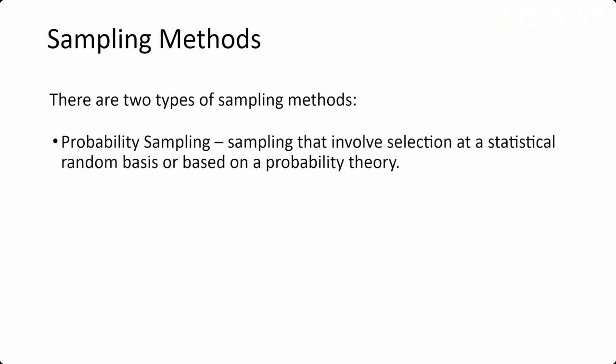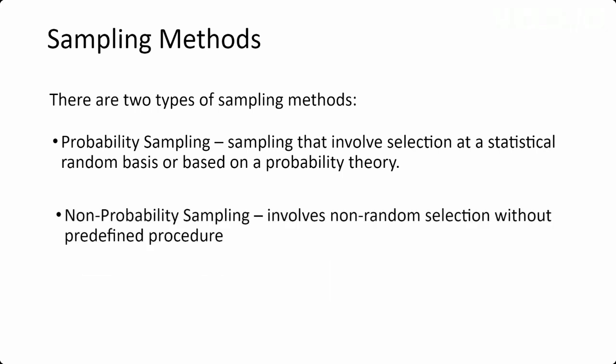There are two methods under sampling, of which we have probability sampling, which was discussed in the previous session. This sampling involves selection on a statistical random basis or based on a probability theory. In this case, we are looking at acquiring a sample using maybe a laid down guideline or maybe a statistical formula.